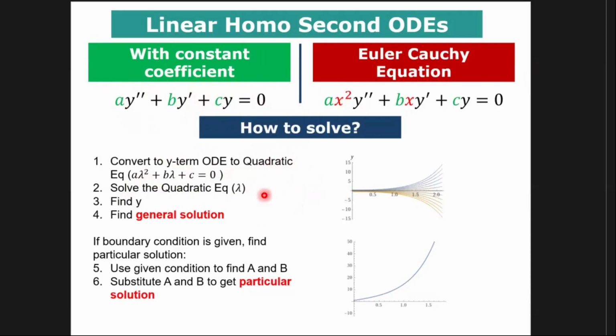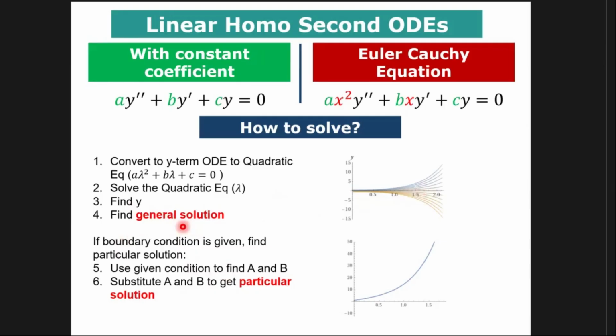So the second step is to solve the quadratic equation and find lambda. After we find lambda, we convert that lambda back to y and find the general solution. If the boundary condition is given in terms of values, for example, x equal to 1, y equal to 1, then you can use that condition to find a and b. I will explain about a and b later. When we substitute the values and get the constants a and b, we will get a particular solution.